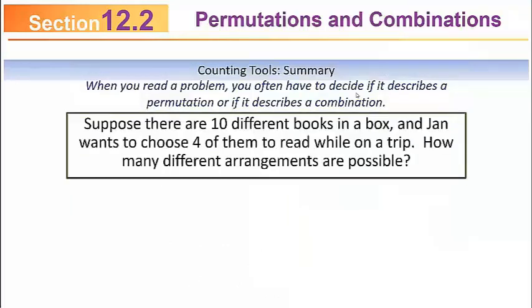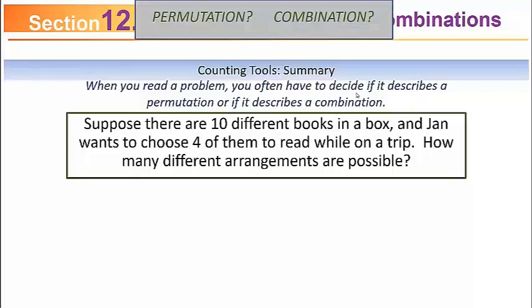Let's do another example. Suppose we've got those 10 different books again, but this time Jan wants to choose 4 of them to read while going on some trip. Maybe she's taking them into the car with her. How many different arrangements are possible? Now, how is that different from putting books on a bookshelf? Well, if you're putting books on a bookshelf, you're arranging the books in different order. Here, Jan doesn't care which book is chosen first. She is simply going to grab 4 books and bring them with her on the trip. Order doesn't matter at all. The order she picks those books is totally irrelevant to Jan.